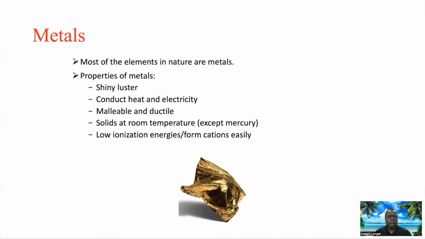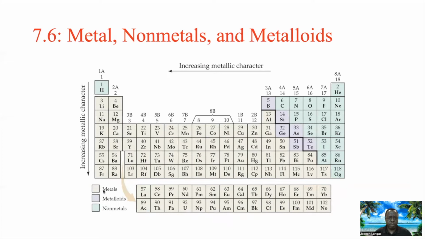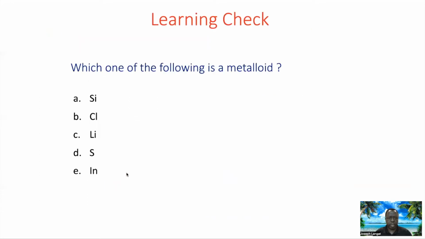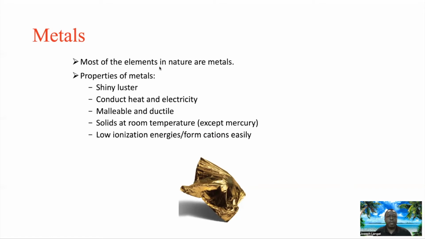But first, metals. Most elements on the periodic table are metallic. Let's see this table right here. If you look at the color coding for metals, over 50% on the table are metals. That is why we say that most of the elements on the periodic table are metals. And what are their properties? They are shiny. Of course, if I give you a piece of metal and a plastic or wood, you can tell that this is a metal. It has a shiny luster.